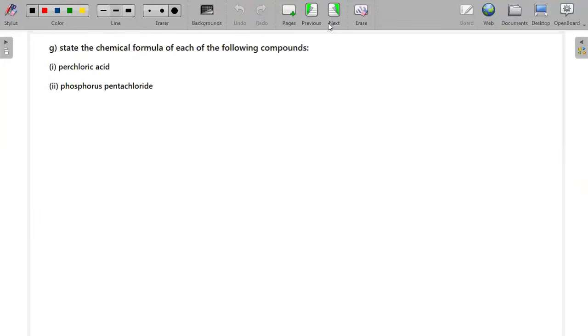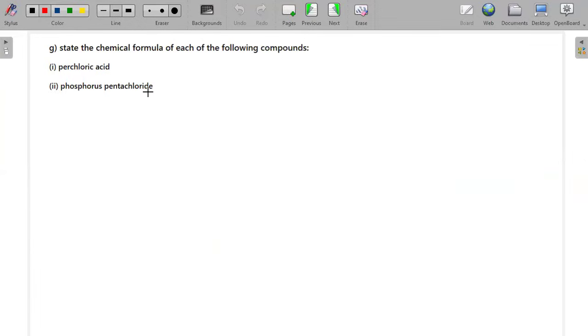Okay, so next we look at part G. Part G is writing chemical formulas for compounds. Here they're saying state the chemical formula of each of the following compounds. So there's perchloric acid and phosphorus pentachloride.